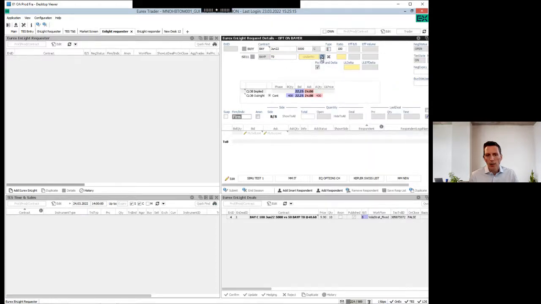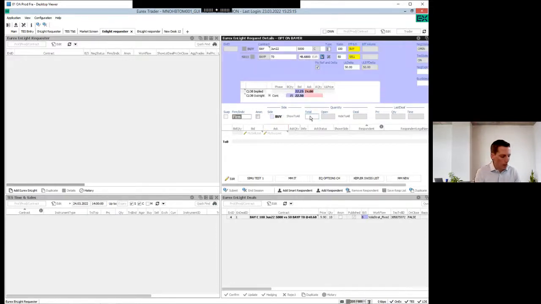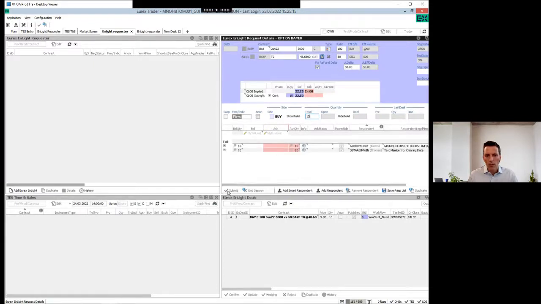I can define the reference price. I can define here the delta. For an Enlight request, I could also leave it blank and leave it to the responder to provide the delta. I can define whether I'm a buyer or seller. I want 10 times the ratio, so I want 1,000 options. This is 10 times the option multiplier, the ratio, and I want to trade 50 delta, i.e. 500 underlyings. I would send out this request.